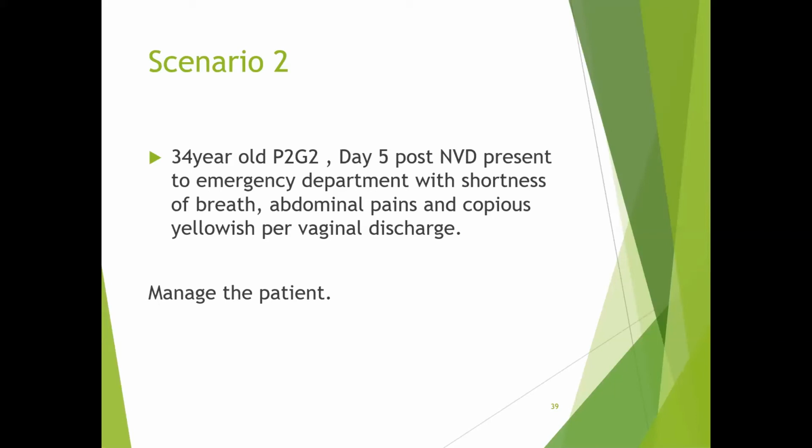The second patient is a 34-year-old para 2, gravida 2. She's day 5 post NVD. She presents to the emergency department with shortness of breath, abdominal pains, and copious yellowish per vaginal discharge. You need to work out how you're going to assess and manage this patient.